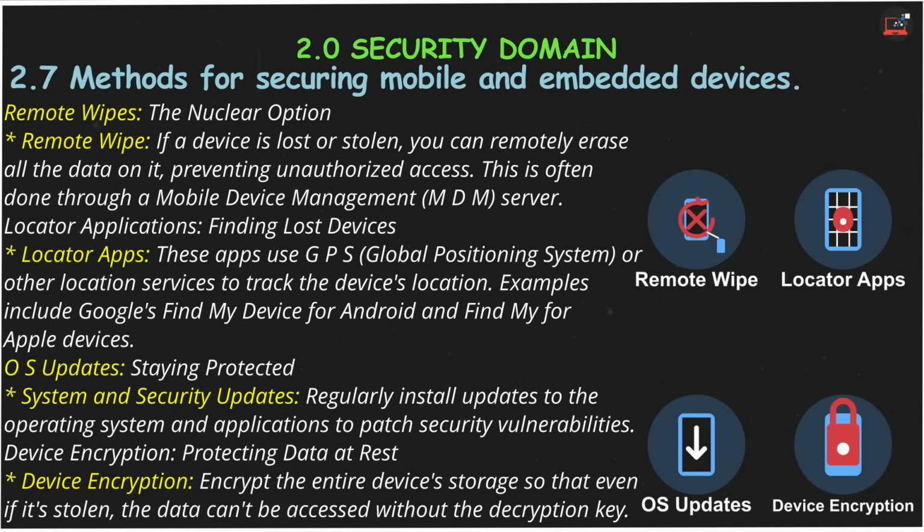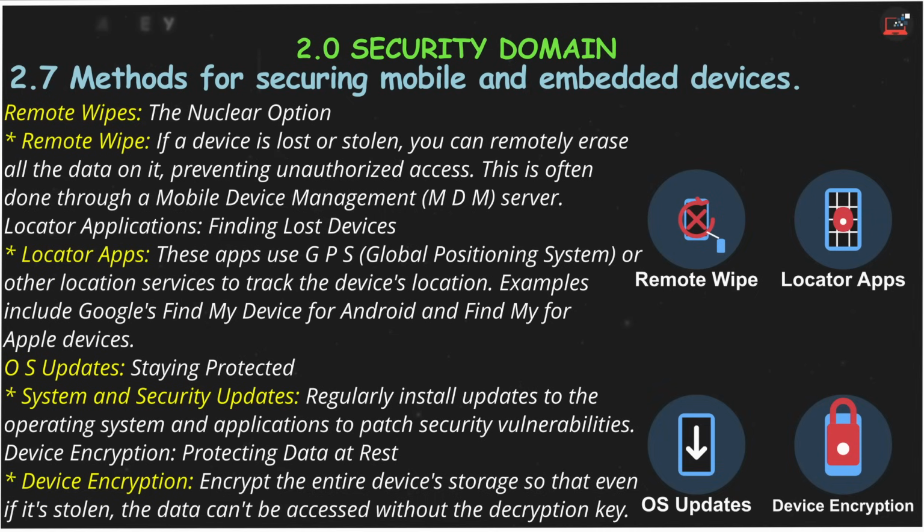Locator applications, finding lost devices. These apps use GPS, Global Positioning System, or other location services to track the device's location. Examples include Google's Find My Device for Android and Find My for Apple devices. OS updates, staying protected: system and security updates.